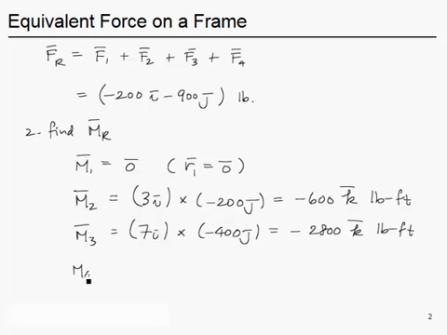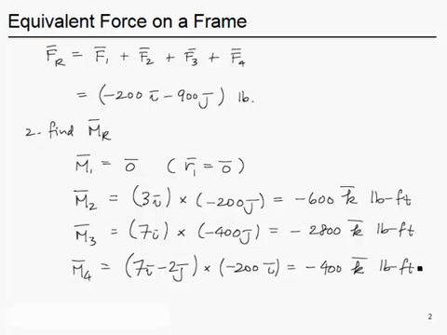M4, this is going to have an R4 of 7 in the i direction minus 2 in the j direction, and we're going to cross that with minus 200 in the i direction. That's the force. This turns out to be minus 400 in the k direction, again units of pound-feet. And then there's one more moment we have to take care of.